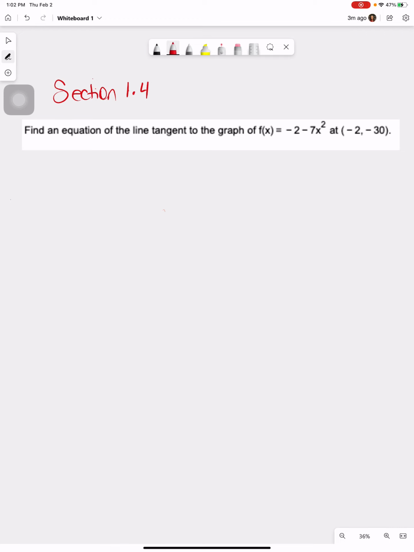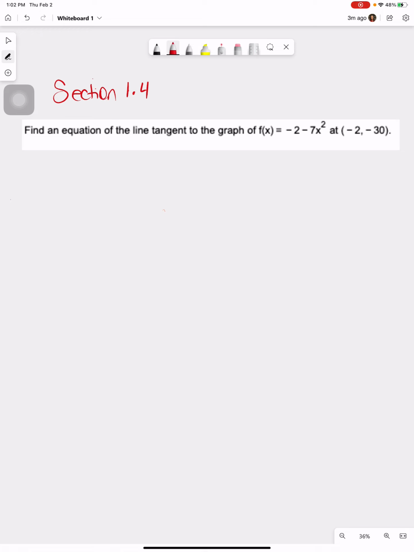So in this question, we are asked to find the equation of the tangent line to the graph of f of x equals negative 2 minus 7x squared at the point negative 2, negative 30. So if you remember, looking back in our notes, the tool that we use to help us find the slope of the tangent line at any given point is our derivative.